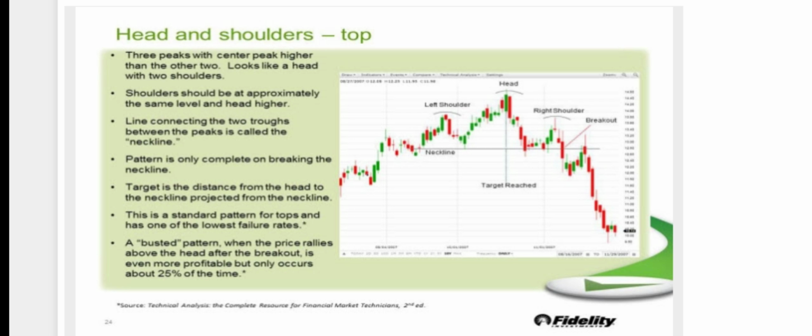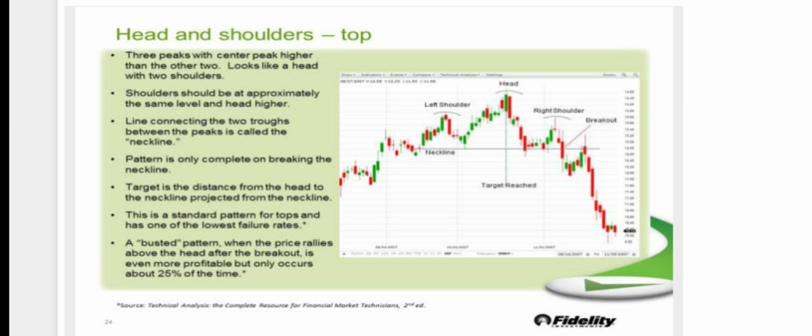What's interesting about this as well is when you get a busted pattern, and by busted pattern we mean a failed pattern that didn't happen the way we were expecting, if the price rallies back up above that head, it's actually even more profitable in back testing. It only happens about 25% of the time, but this goes to that point about waiting for confirmation, because if you had acted too early, it's going to really hurt you.